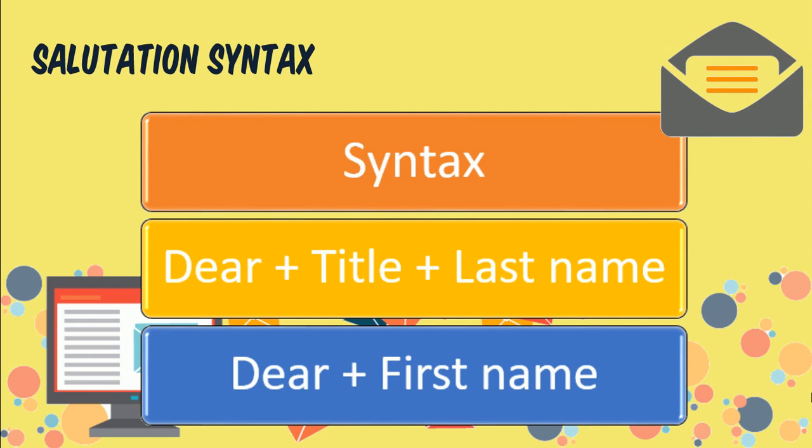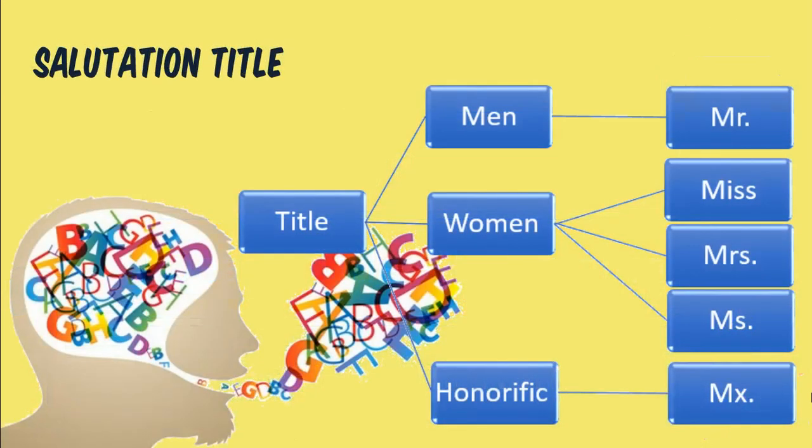Let us look at the different titles in detail. For men, we use Mr. For women, we use Miss, Mrs., or Ms. Miss and Mrs. tell us about the marital status of a woman. Now, some may take offense at the usage, so it is safe to use Ms., that is M-S, for women as it does not reveal the marital status.